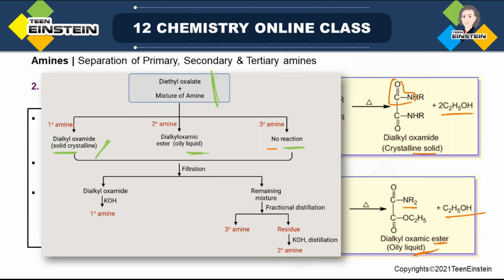Now as this is solid, these 2 are liquid because amine is originally liquid. If you do filtration, in the residue there will be 1 degree amine, and this 1 degree amine, as it is in amide form, if you do hydrolysis in presence of basic condition, you can get back 1 degree amine.